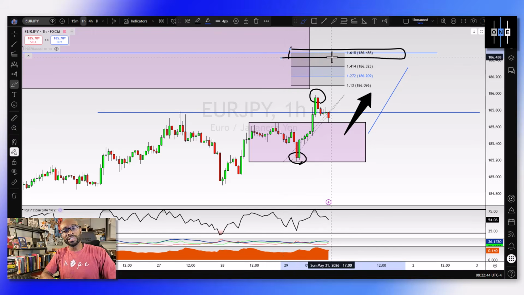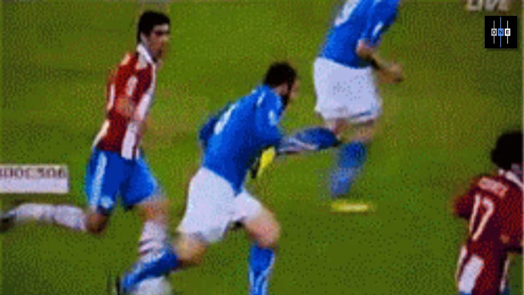If that 1618 Fibonacci extension level sounds familiar, if you guys remember the dollar Canada trade that I showed you guys earlier this week, Tuesday or Wednesday, yes, that was the exact same extension level that we shot for on that trade. That was the exact same extension level that was hit like a target being shot at by a sniper.